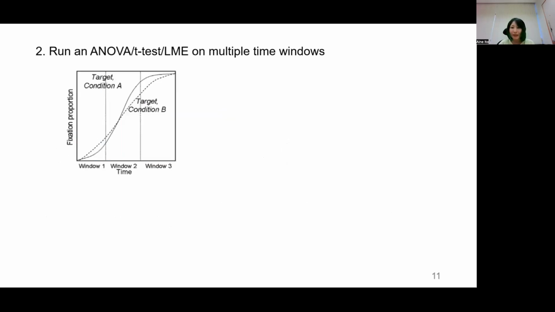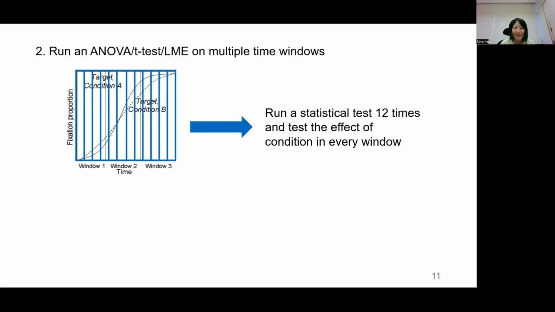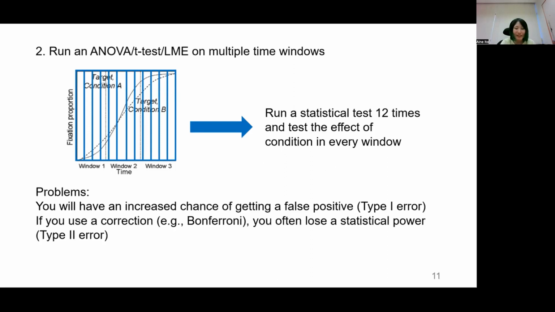Okay, then how about this? How about I run the same model again on multiple time windows? Let's say I run 12 statistical models, the same one, to test the effect of condition in every window, so that I don't have to define which window to look at in advance. But this is probably an obvious problem to many of you. You will then have an increased chance of getting a false positive because of the multiple comparisons, and so you are more likely to get a type 1 error.